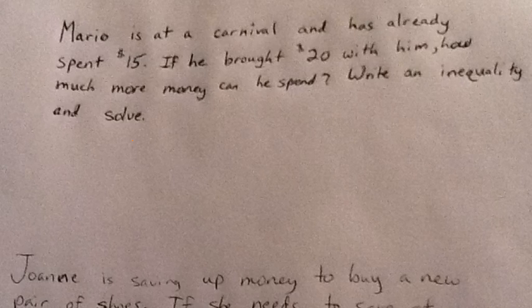So Mario has already spent $15 at the carnival, and we want to know how much more he can spend, right? That's going to be our unknown, our variable. We'll call that x. Now, we know this total amount that he spends can't be more than $20, because he only brought $20 with him. So the total amount he spends, 15 plus x, must be $20 or less, and the symbol that we'll use to represent that is less than or equal to. 15 plus x must be less than or equal to 20.